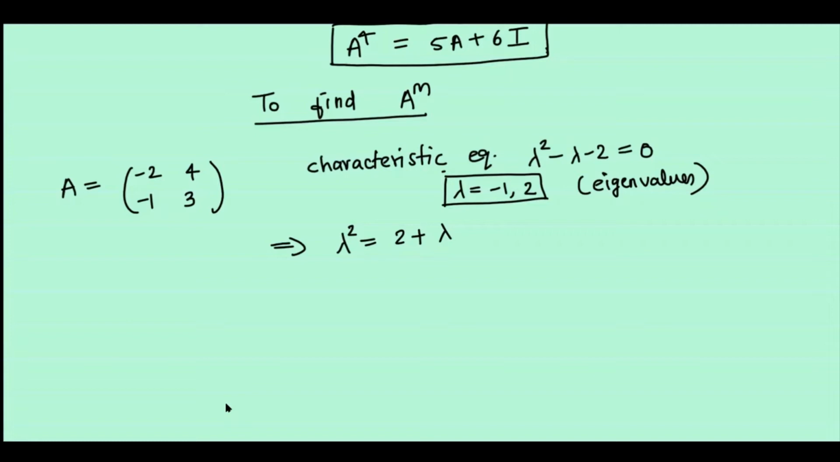So in general I can say that lambda raised to m will be some linear combination of C0 and lambda, that is, of the form C0 plus C1 lambda. When m equal to 2, we got it as 2 plus lambda. So in general, we will assume lambda raised to m is of the form C0 plus C1 lambda, where C0 and C1 are constants.